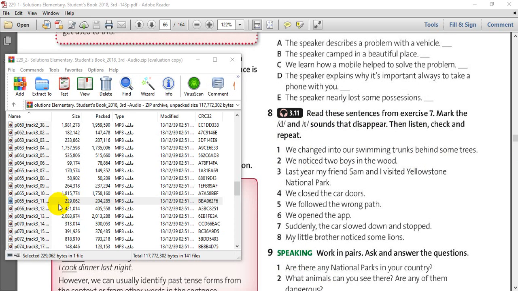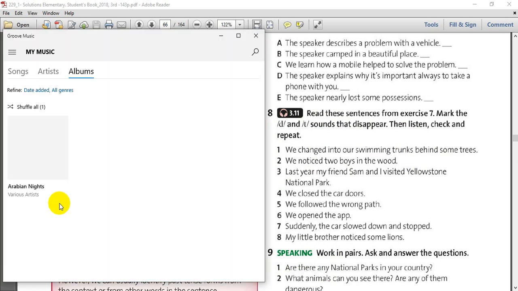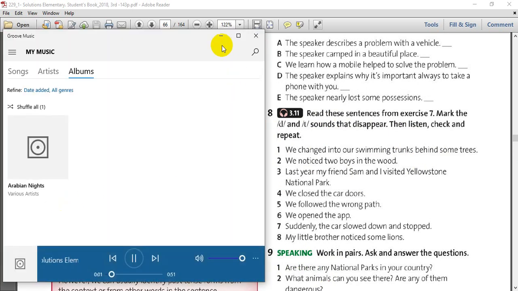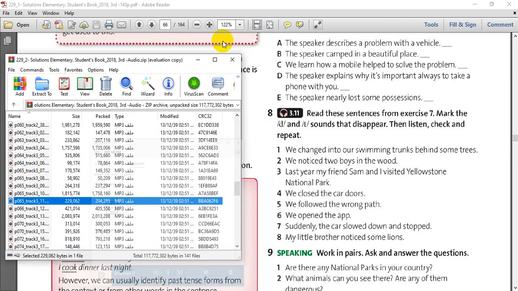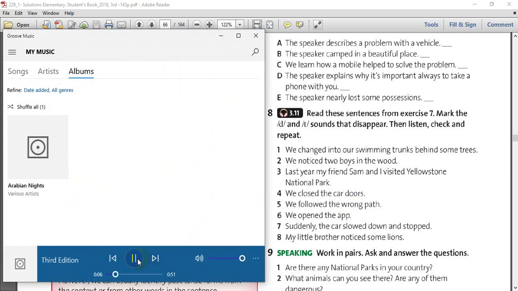Now 3.11. Lesson 6C, Exercise 8. Number 1. We changed into our swimming trunks behind some trees. Here we changed into our swimming trunks behind. Here we have D, and after D we have S, so D is silent here. S is a consonant. So listen here.